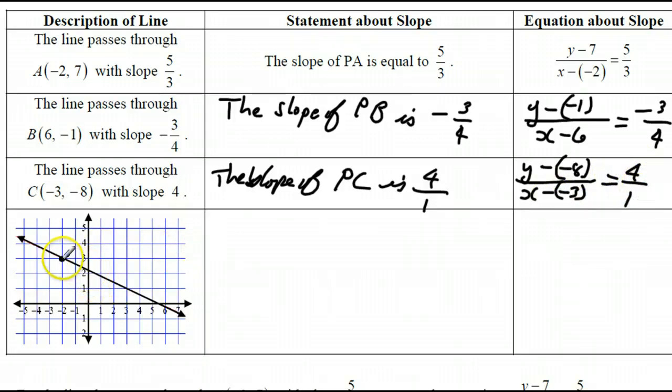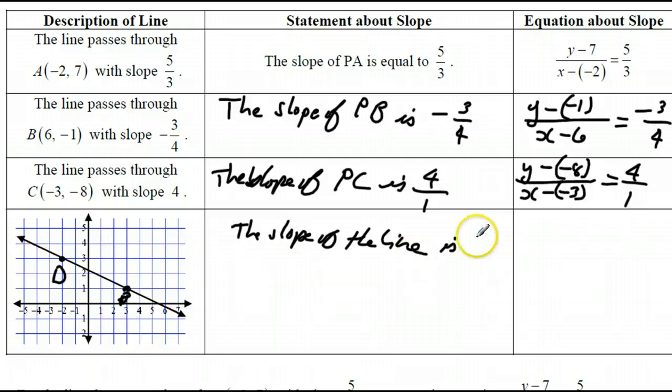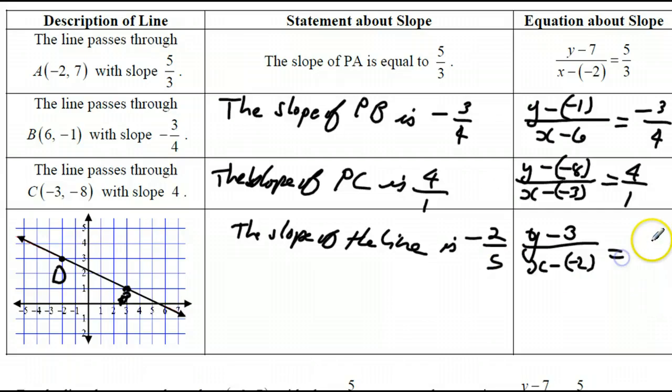Here. Okay, we have a point here. We have another point here. So the slope of our line is down 2, over 1, 2, 3, 4, 5. So the slope of the line, and let's call this point D, I guess, and then, so the slope of the line is, what was it again? Down 2 over 5, negative 2/5. And the equation will be (y minus 3) over (x minus negative 2) is equal to negative 2/5. And that's what we're interested in there.